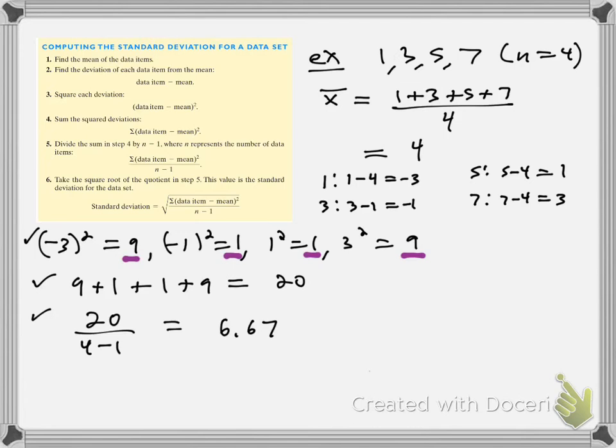So now step 6, we're going to take the square root of that whole mess. So the square root of my answer is 2.58. So that's my standard deviation from the mean. Okay? So that's one basic example. We're going to do some more here.